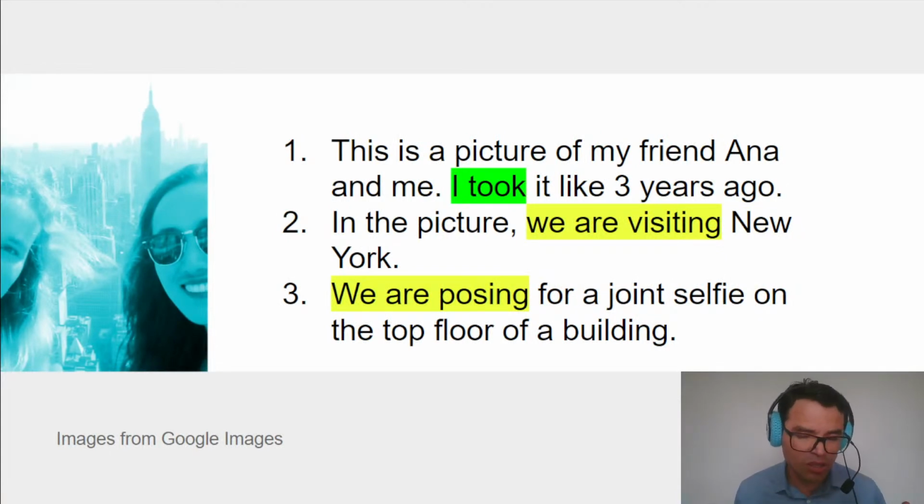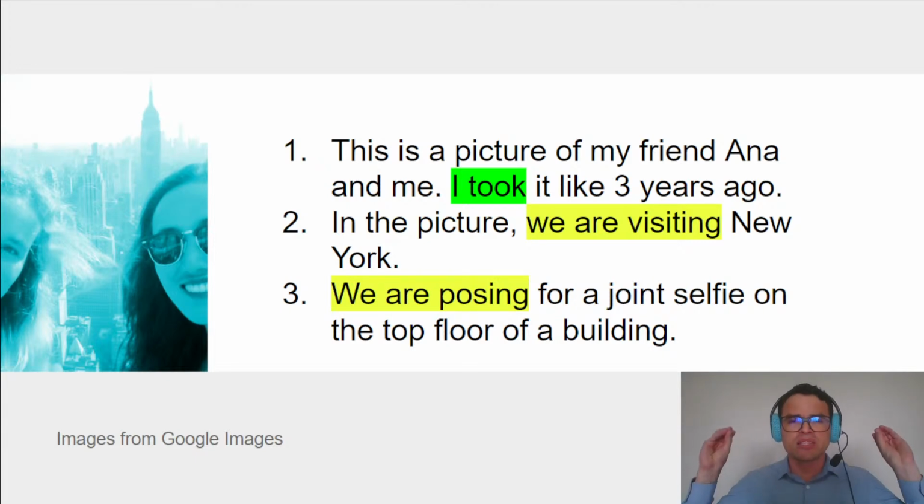What can you say about this picture? Maybe you can say something like this in class, or write something like this in an exam. This is a picture of my friend Anna and me. I took it like 3 years ago. Do you see the simple past in green? Yes, the verb is take, but here you have changed the verb into the past. It is an irregular verb, so you are changing take into took.